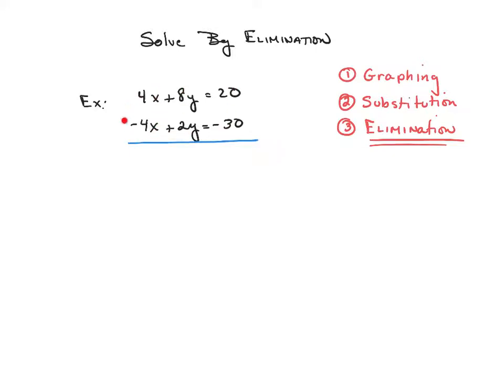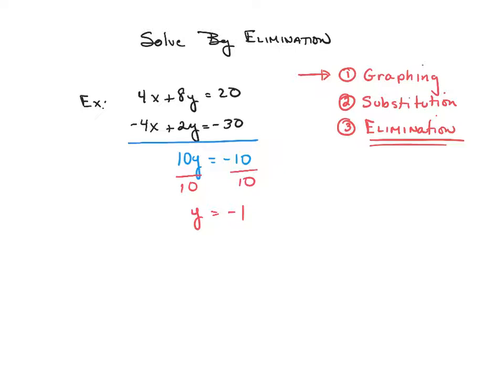And because it's 4x plus negative 4x, that is 0x, the x term will disappear when we add them. But 8y plus 2y is 10y's. 20 plus negative 30 is negative 10. Divide by 10. 10 divided by 10 is 1y equals negative 10 divided by 10 is negative 1. You just found out the y value of where these two lines intersect each other if you were to graph them. Now we have to find the x value.